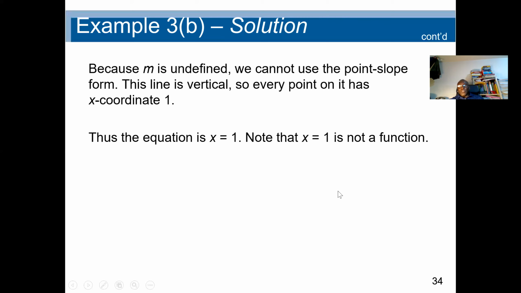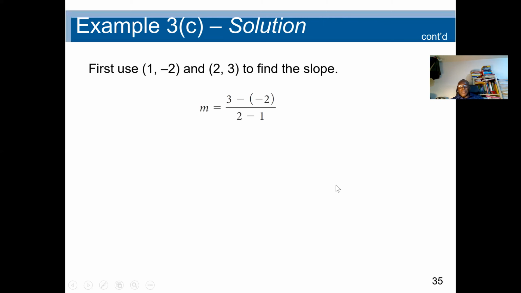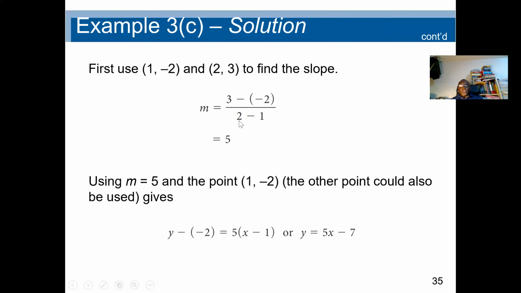Second one, because m is undefined, we cannot do anything if we have a vertical line. Now we have 2 points. If only 1 point is given to us, they have to give us the slope, because we cannot find the slope of a line with only 1 point. But if 2 points are given to us, we can find the slope. We don't need the slope given, we can find it. So here first we find the slope. And when we get the answer, we pick any of the 2 points. So you can pick either 1 and -2 or 2 and 3. You get the same equation.